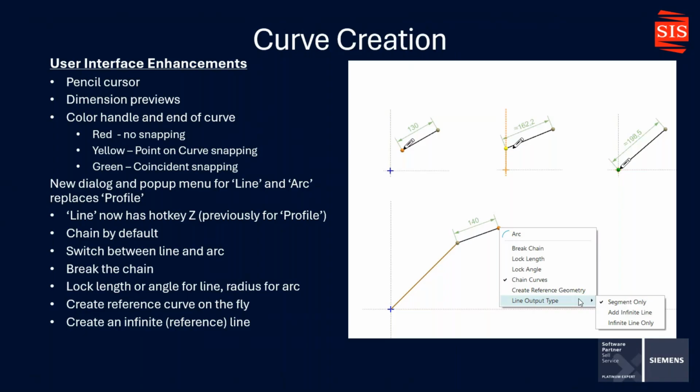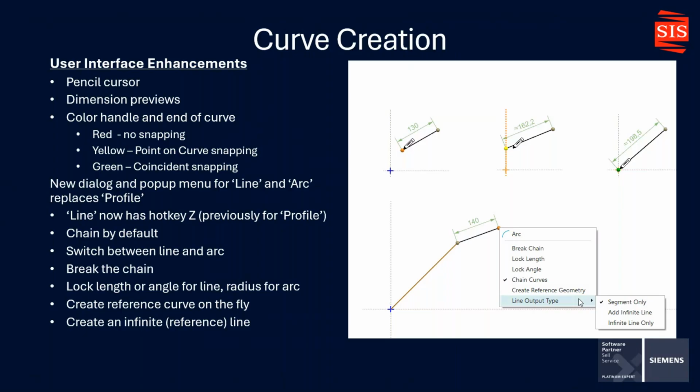And there's also a little handle that displays right at the end of your cursor, which is where the endpoint of your curve that you're creating is. And there's a little sphere there. And when you're not snapping to anything, it's going to display as red. They call it red. It almost looks like orange to me, but maybe I'm colorblind there.